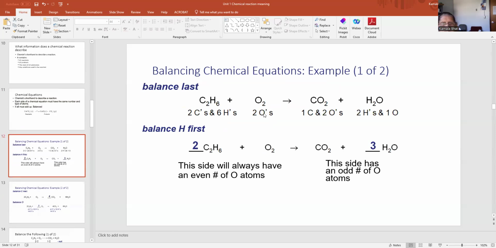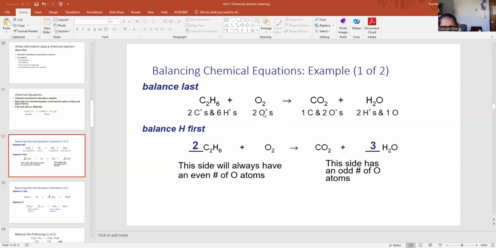Now consider another equation: C2H6 plus oxygen gas gives you carbon dioxide and water. First, balance the H. We have 6 H in C2H6, but in water there are only 2 H per H2O, so you write 3 in front of H2O. This will give you the coefficient for water. There are 2 carbons, so put 2 in front of carbon dioxide.